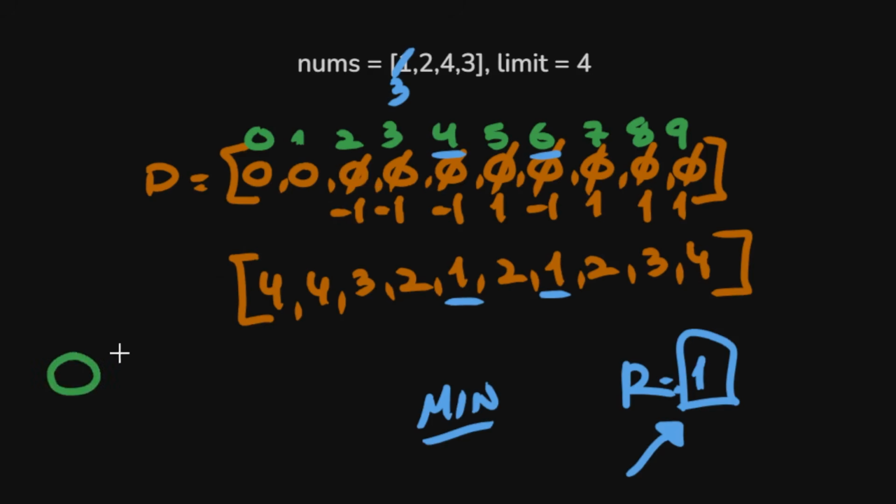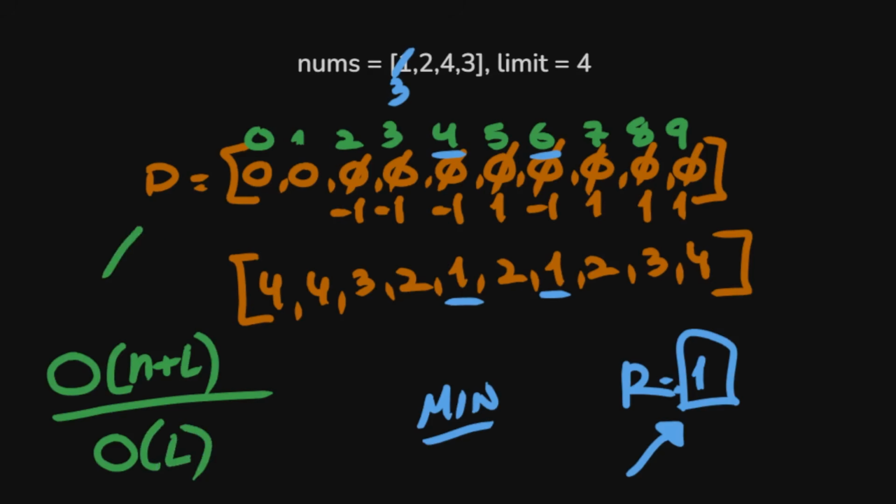Overall time complexity here is big O of n plus L. Why? Well, because we are going through n divided by 2 pairs, so we can say that this is overall n, and then these 2 arrays have a size of roughly 2 times limit. So we can say that this is overall L. Overall time complexity is n plus L. And overall space complexity is big O of L because of this difference array. So with this in mind, now let's go with the code.